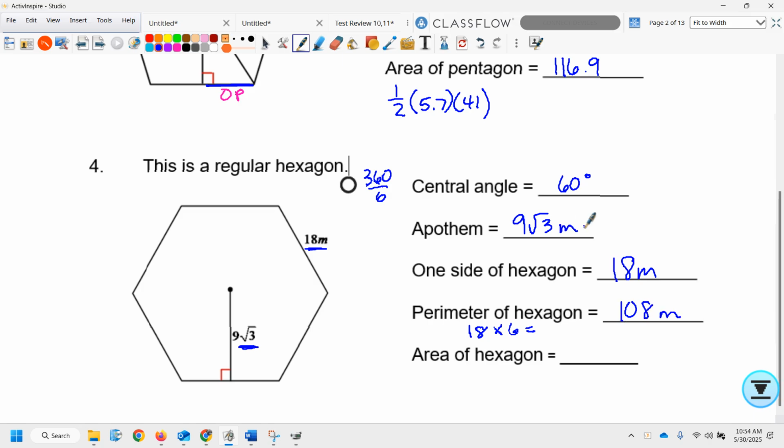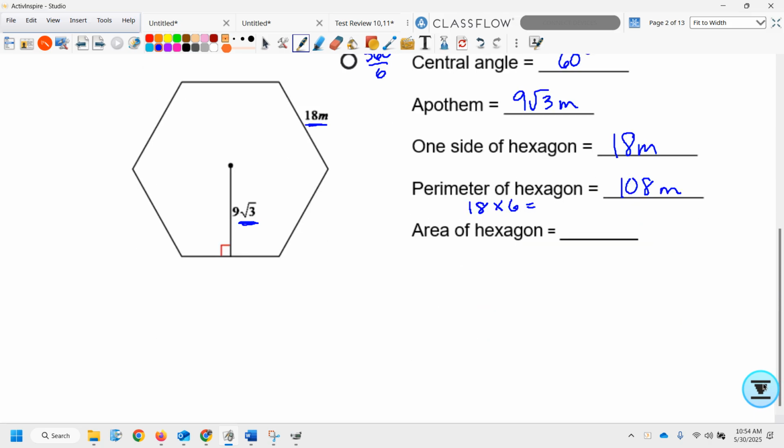And now it's the easy part. 1/2 times the apothem. Now be careful how you put that in. Make sure you close out that parenthesis times the perimeter. All right, so 1/2 times the apothem. Sorry, I'm having problems putting in my calculator. Times the perimeter. I got 841.8 meters squared.